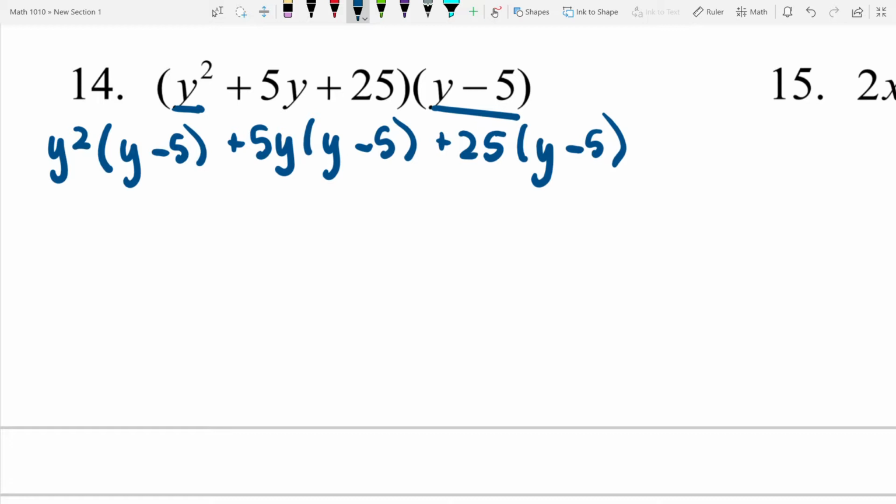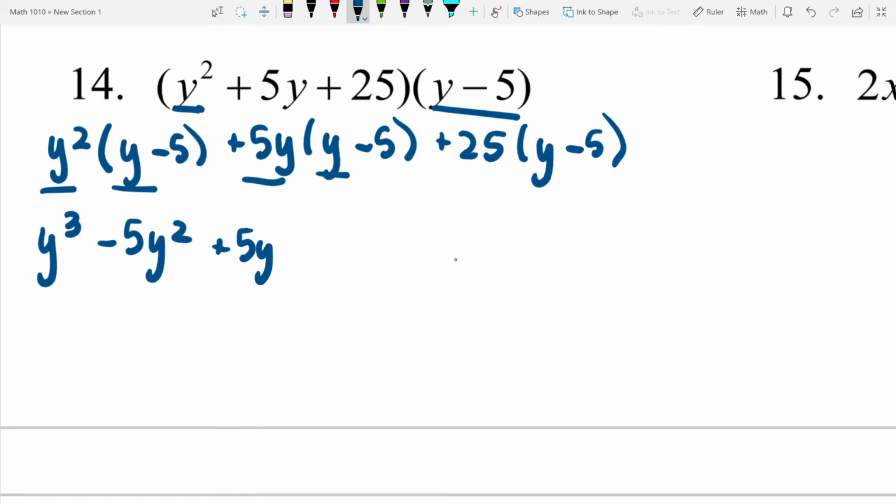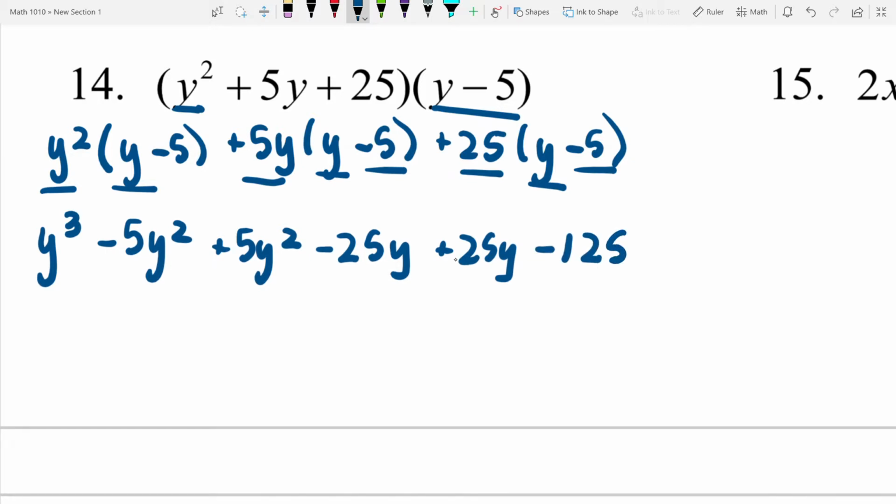Who says gotcha? Let me see up high how we're doing. Okay, good. Y squared times y is y to the third. Y squared times a negative 5 is a negative 5y squared. 5y times y is 5y squared. 5y times a negative 5 is a negative 25y. 25 times y is 25y. 25 times a negative 5 is a negative 125.